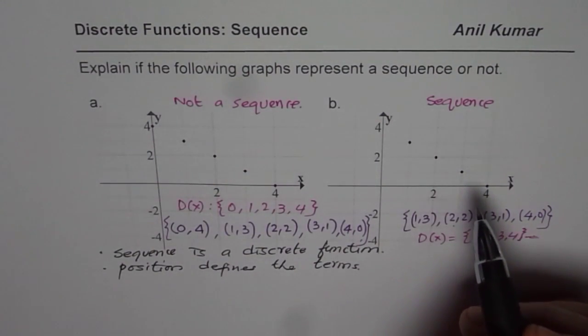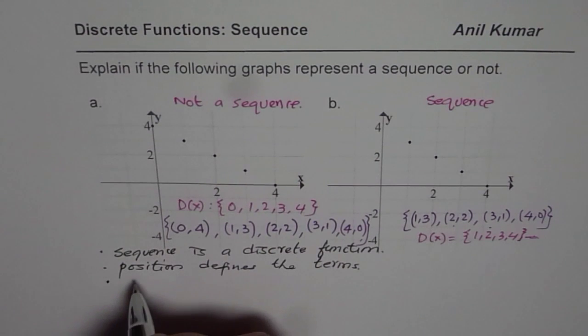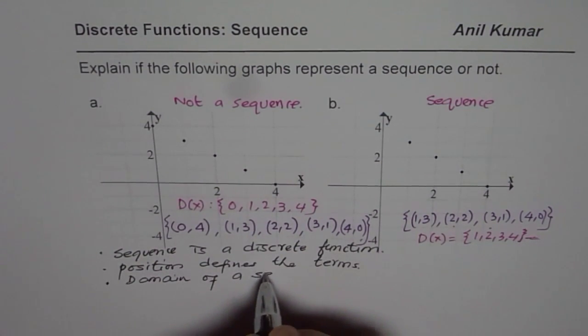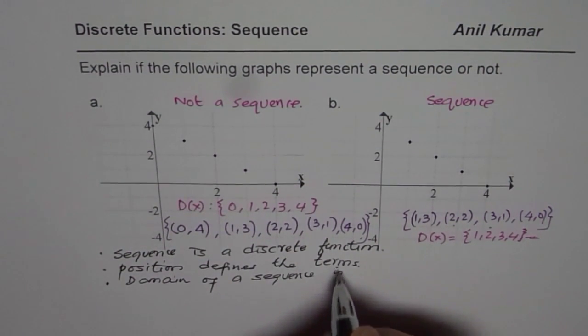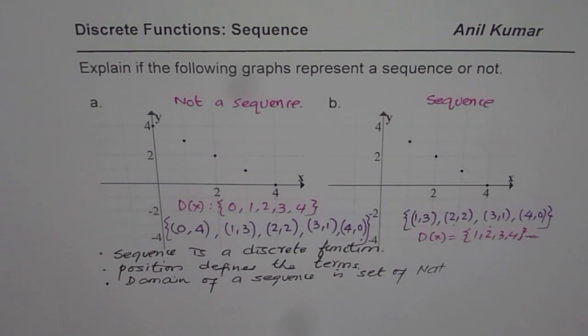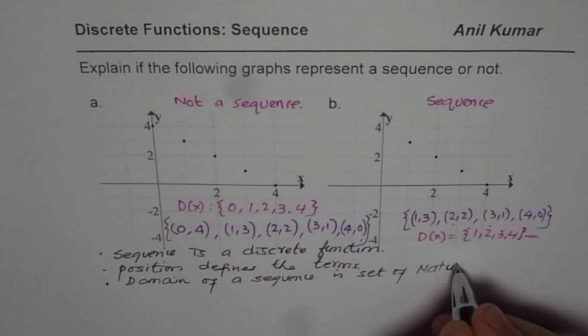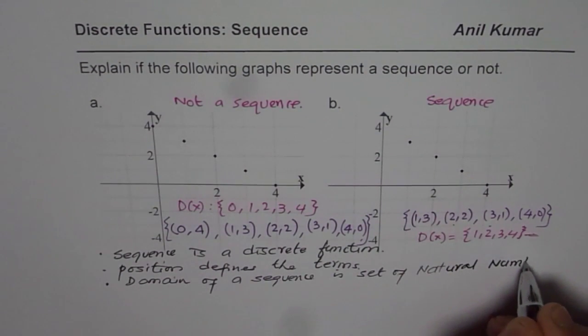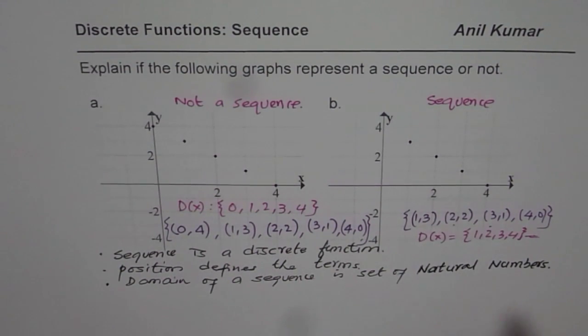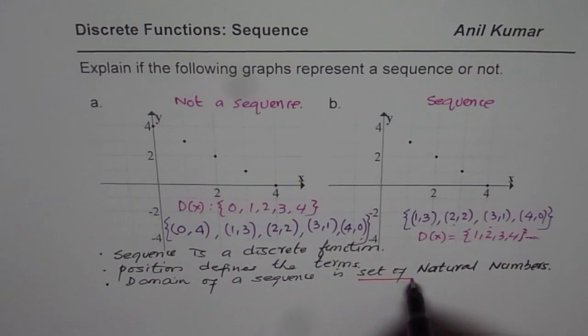the domain of a sequence is natural numbers, right? So that is the third point: the domain of a sequence is the set of natural numbers. Natural numbers do not include 0, correct? Natural numbers are 1, 2, 3, 4. Got the point, right? So the domain of a sequence includes just the set of natural numbers.